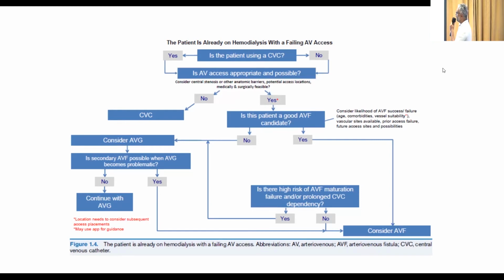Again, if you already have stenosis, anatomic barriers, potential inappropriate access locations, and medically or surgically feasible. If it is, then go ahead and assess this patient if he's a good candidate for an AV fistula. How do you assess that? Again, age, comorbidities, vessel suitability, vascular sites available, prior access failure, and future access sites and possibilities. If it is appropriate, then go ahead and get your fistula done.